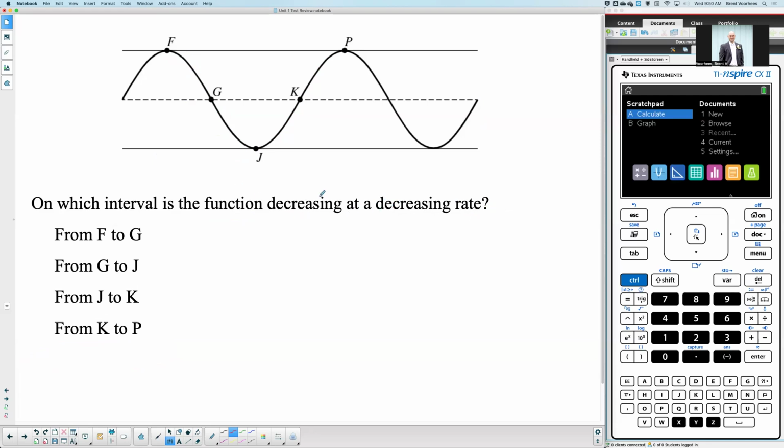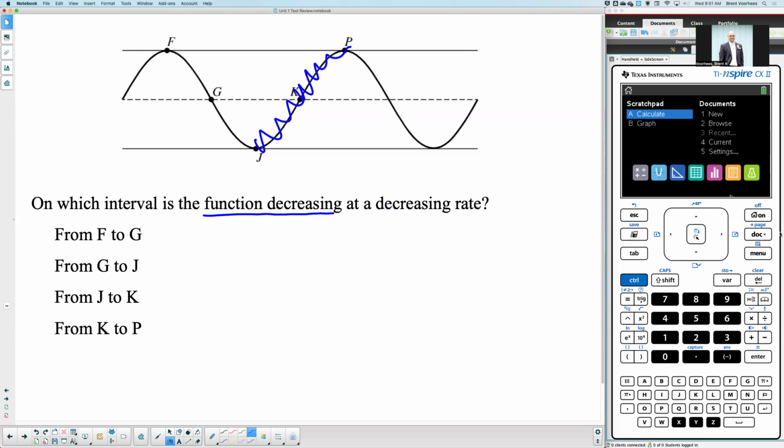Let's break it down. That's two separate pieces of information. Tell me about the first part, function decreasing. What does that mean if it says the function's decreasing? Going down. Which two can we eliminate? J to K and K to P.